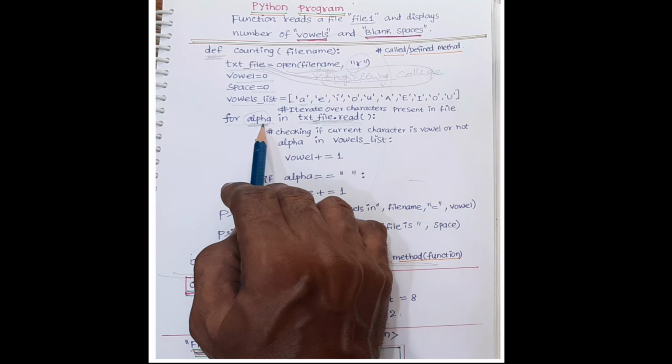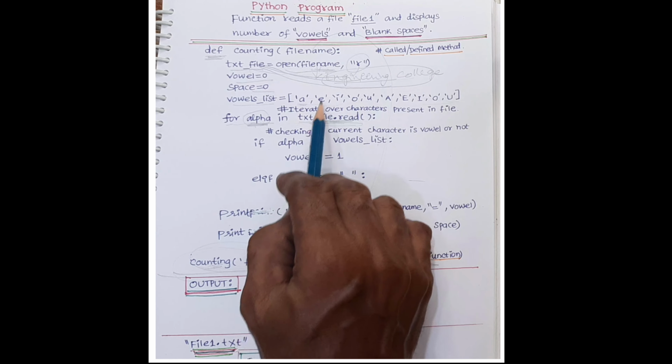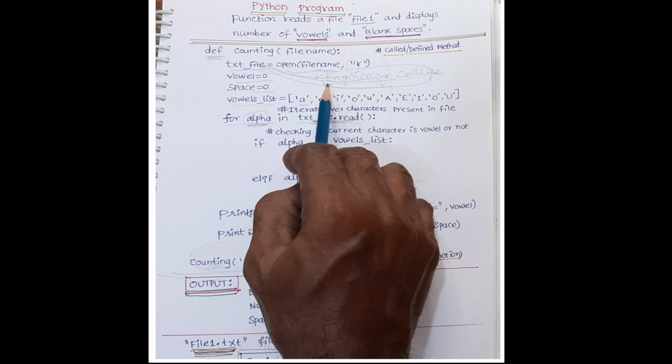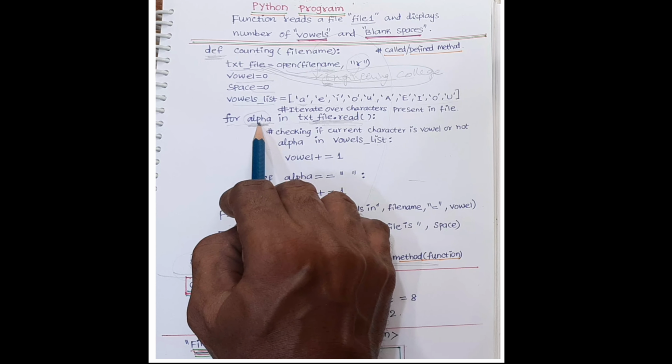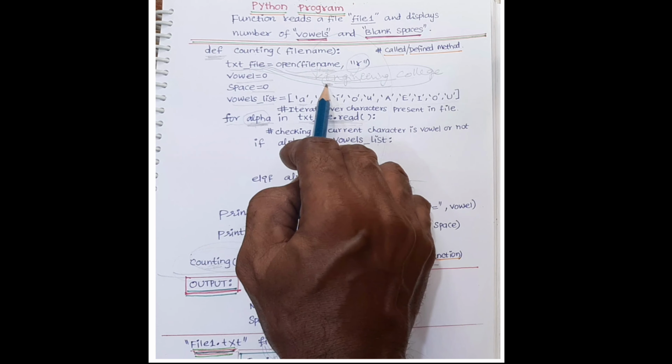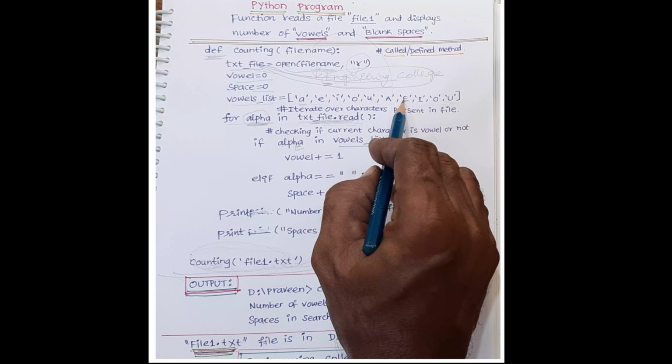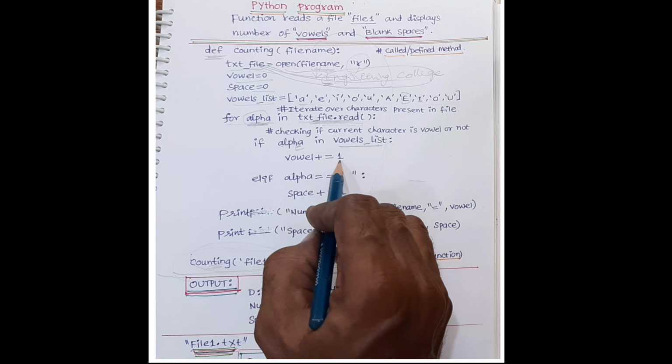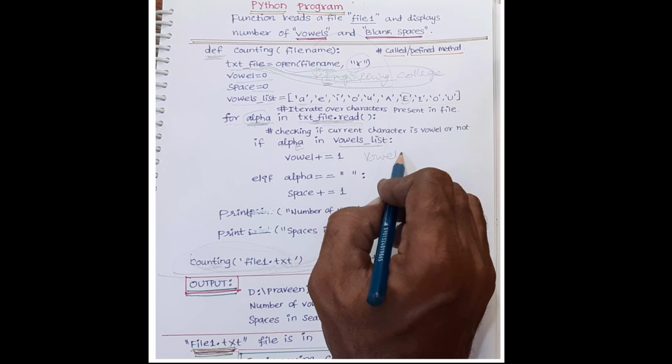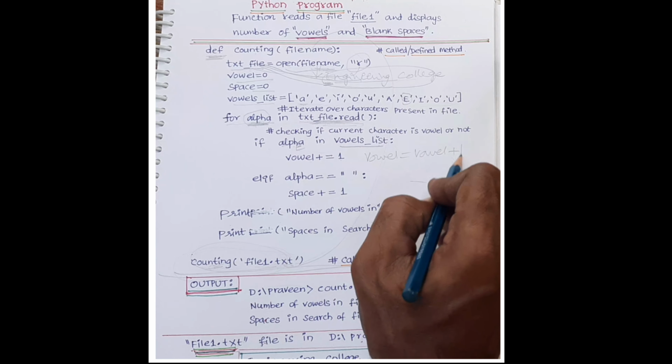If alpha is in the vowels list, for example, first alpha of 0 from file1.txt. What is there in the text file, "engineering college"? In this, first alpha of 0, the 0th index, is E. Is capital E there in this vowels list? Yes, capital E is there in this vowels list. Then immediately vowel is vowel plus 1.